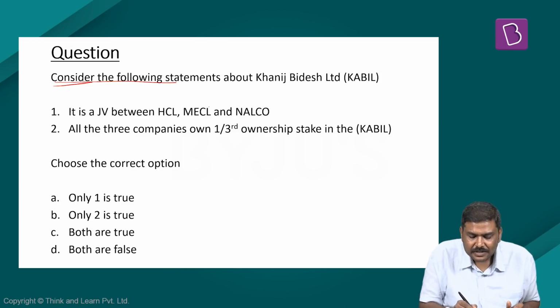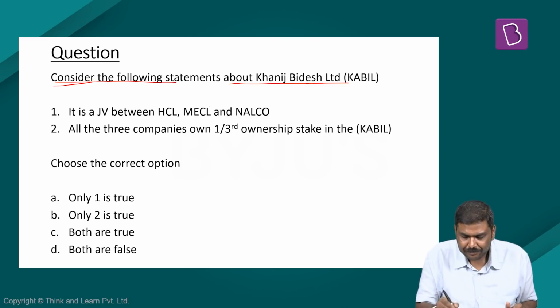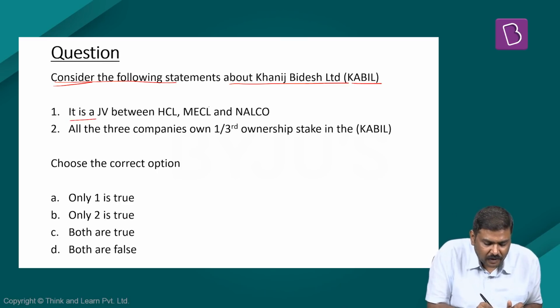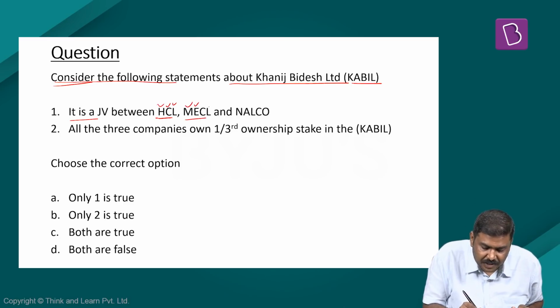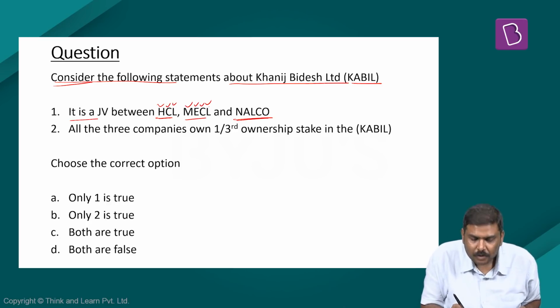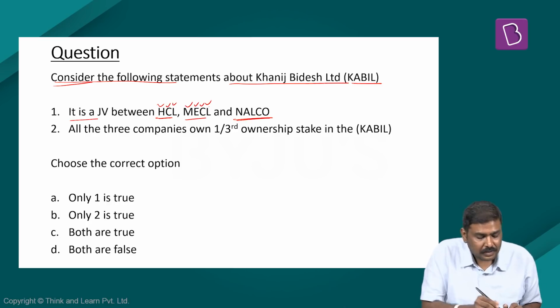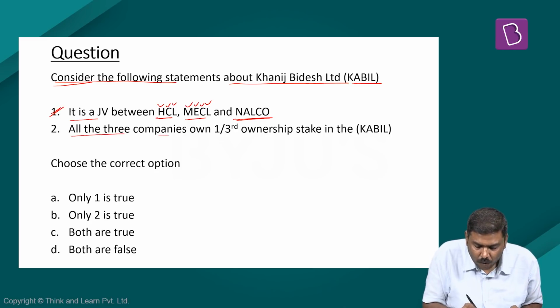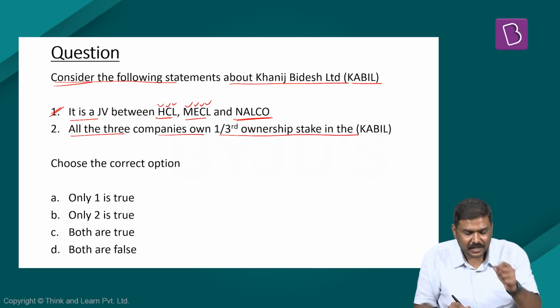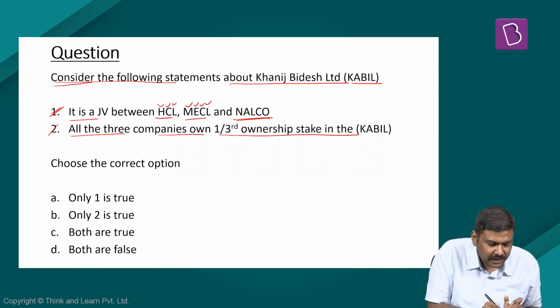Consider the following statements about Khanij Bidesh Limited, KABIL. It is a joint venture between HCL, Hindustan Copper Limited, MECL, Mineral Exploration Company Limited, and NALCO, National Aluminium Company. This particular point is correct. Second, all the 3 companies own 1/3 ownership stake in this particular joint venture. This particular statement is wrong.